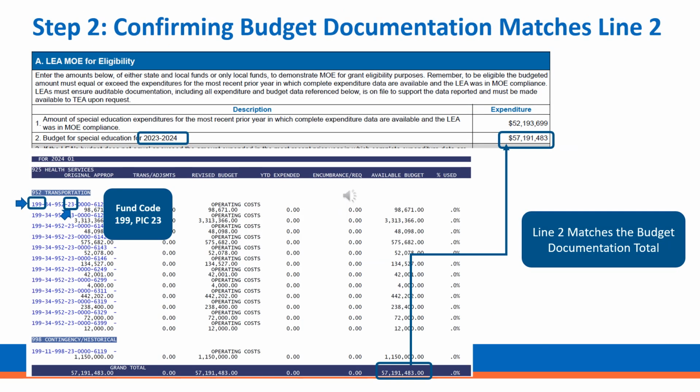This is also an example of documentation that was submitted this last validation season, where we're making sure that the documentation submitted from the official accounting system has an expenditure amount that matches what was reported in line 2 on the BS 6016 for the expenditure amount for the current school year. You'll also notice that fund code 199 and PIC code 23 were utilized.